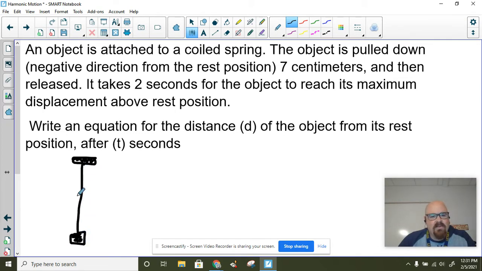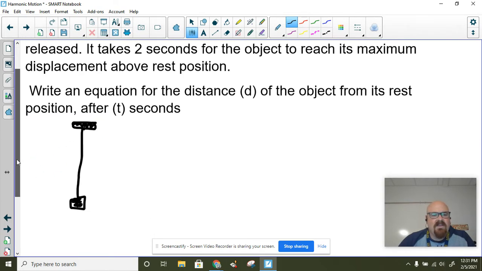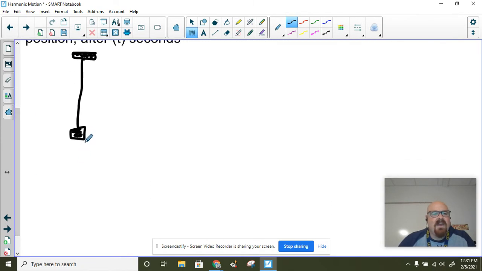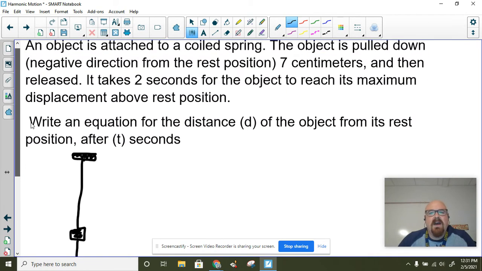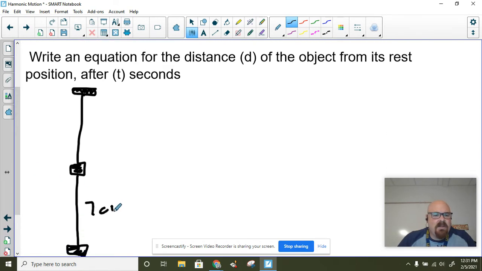Okay, now again, this is sort of a spring action, right? We have to think of it that way. The object is pulled down in the negative direction from its rest position. So let's say this is its rest position, okay? And the object is pulled down to here, okay? So right now the spring is very stretched out, ready to snap and recoil back, right? Okay. It says that is a maximum 7 centimeter displacement here.